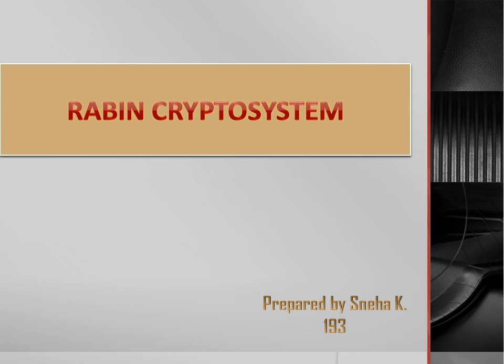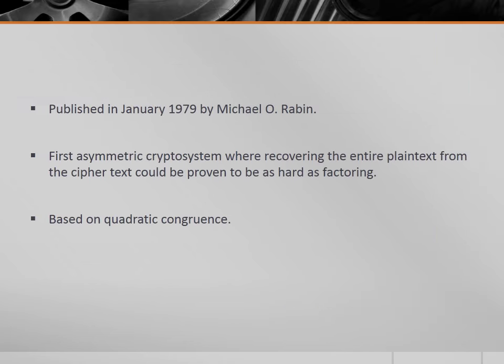This presentation is on Rabin Cryptosystem. This technique was published in January 1979 by Michael O. Rabin. Rabin Cryptosystem has an advantage that the problem on which it relies has been proved to be as hard as integer factorization. Rabin Cryptosystem is based on quadratic congruence, whereas its variation, the RSA algorithm, is based on exponential congruence.